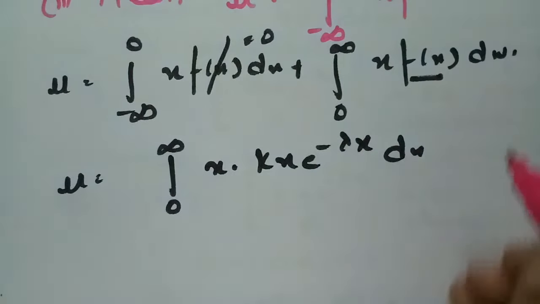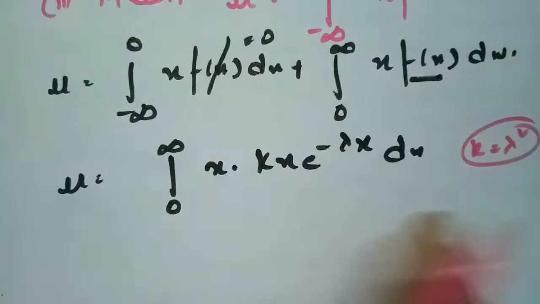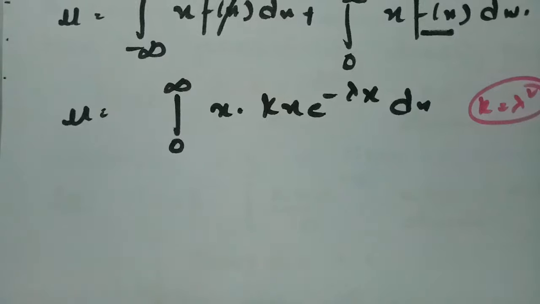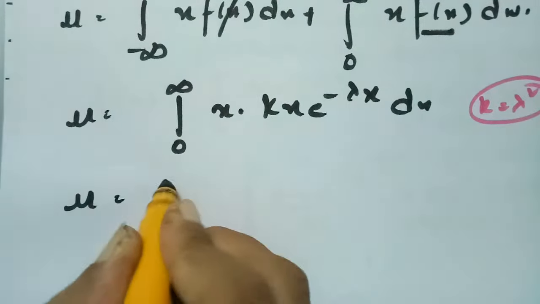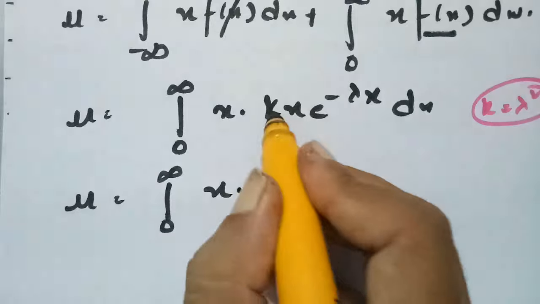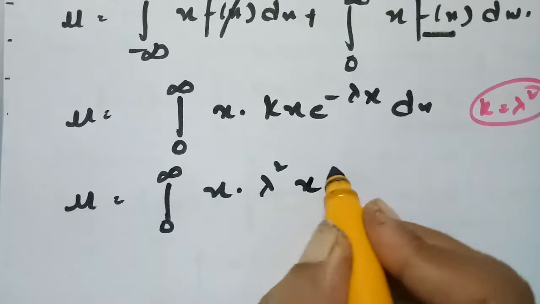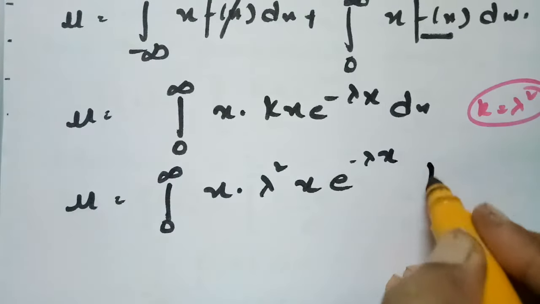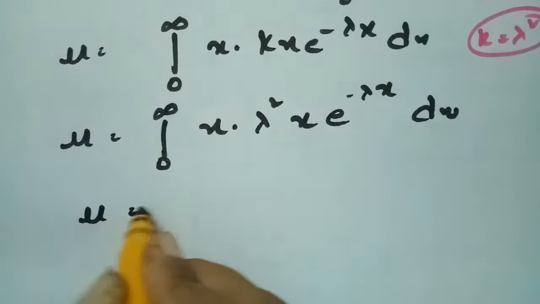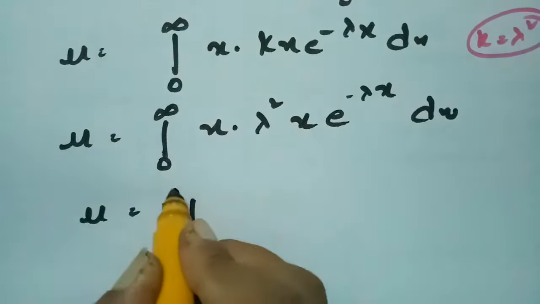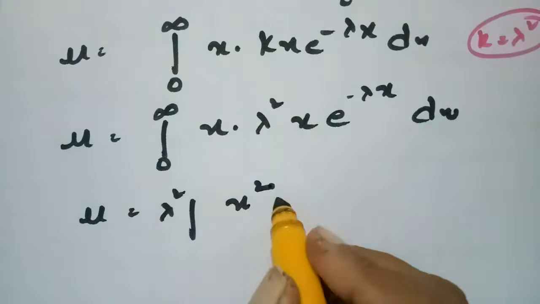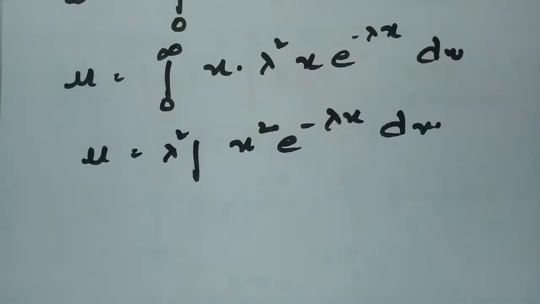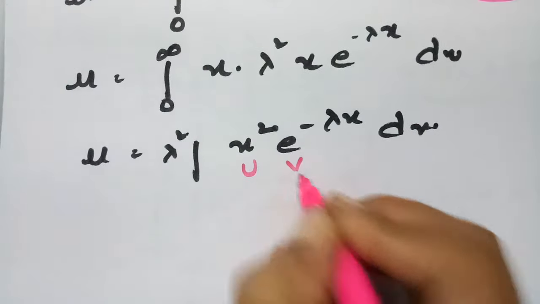As we have the k value as lambda square, we substitute k as lambda square. Then mu is the integral from 0 to infinity of lambda square times x e power minus lambda x times x dx. Therefore mu is lambda square times the integral of x square e power minus lambda x dx. Now again integration by parts: this is u and this is v.